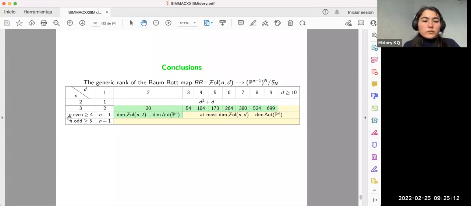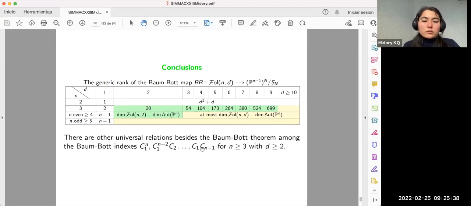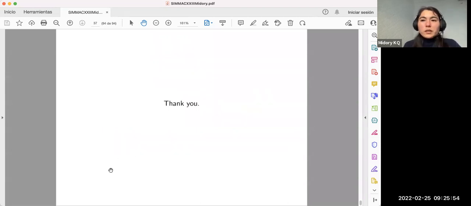And for projective space that has even dimension and degree 2, the generic rank is given by this number. And outside that, we know that it can be at most this difference: the dimension of the space of foliations minus the dimension of the automorphism group of the projective space. So we had some relations given by the Bott theorem. And with this, we see that there are other relations that we don't know that relate to these Bott indexes. So thank you.